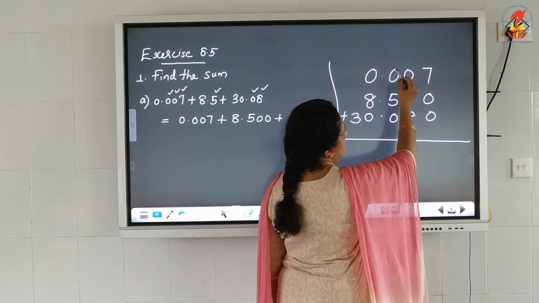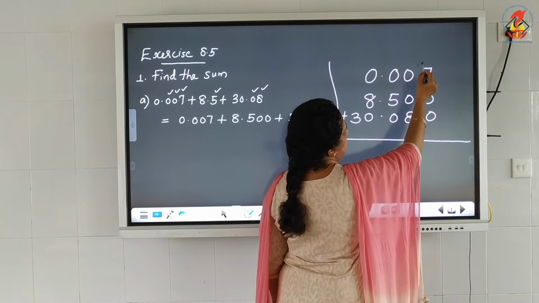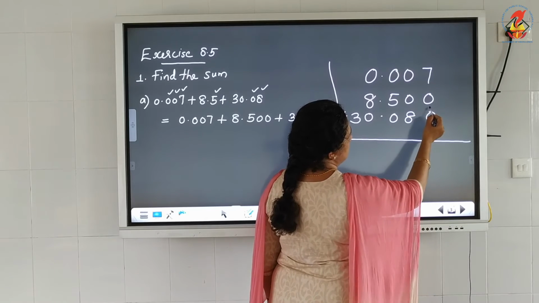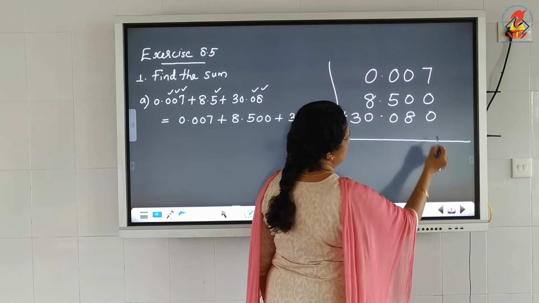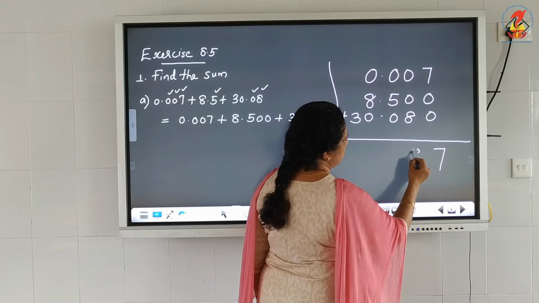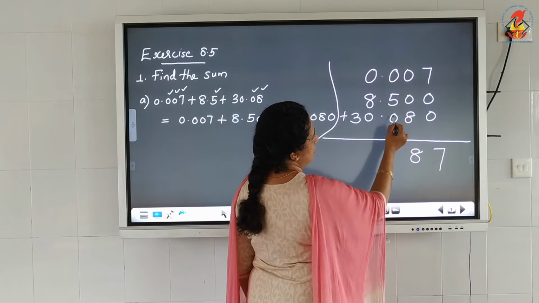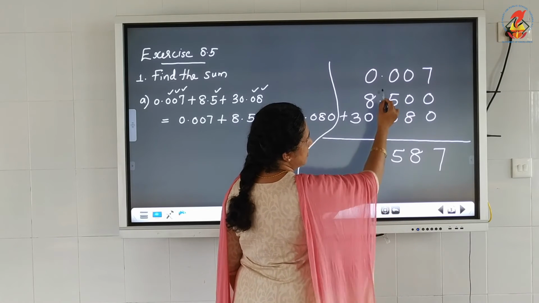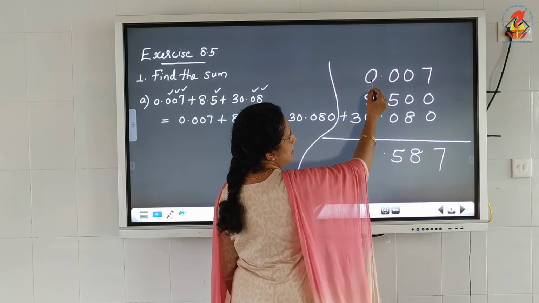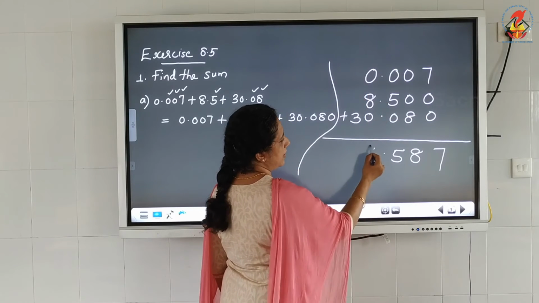So starting from the tenths, hundredths, thousandths place onwards. 7 plus 0 plus 0, 7. 0 plus 0 plus 8, 8. 0 plus 5 plus 0, 5. Next comes the decimal point. Put the decimal point. 0 plus 8 plus 0, 8.